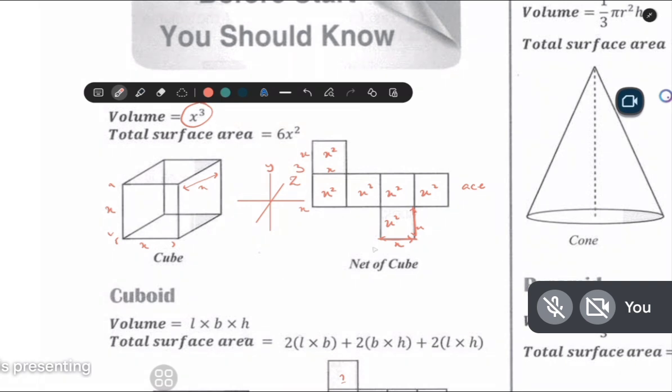So when we add all of these up in order to find the surface area, we get six faces all having x square as the size. Good, makes sense.